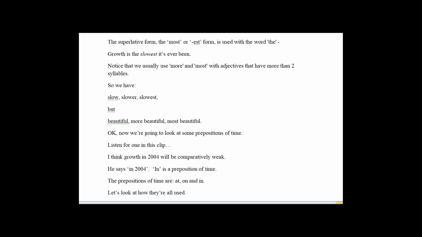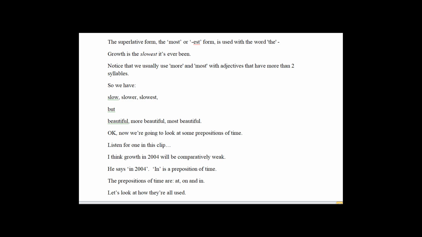The superlative form, the most or est form, is used with the word the. Growth is the slowest it's ever been. Notice that we usually use more and most with adjectives that have more than two syllables. So we have slow, slower, slowest, but beautiful, more beautiful, most beautiful.